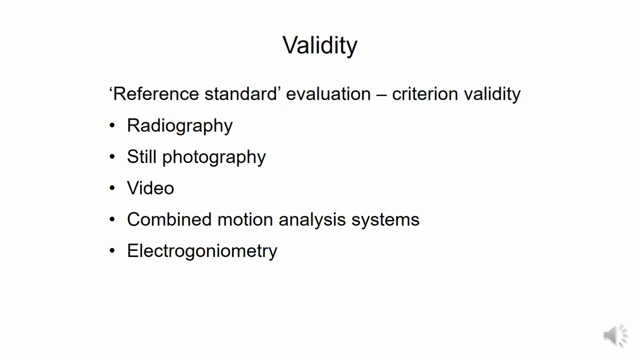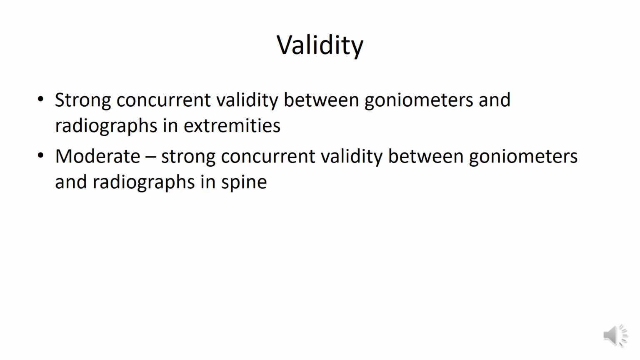As goniometry and measurement of range of movement mostly uses instruments, the type of validity often investigated in studies is criterion related. And there are several reference standards to which goniometry can be compared. For example, imaging, photography, video recordings, and motion capture systems are just some of these examples. Generally, goniometers have moderate to good concurrent validity when compared to imaging techniques. As with reliability, joints in the peripheral limb generally do better than the spinal joints.